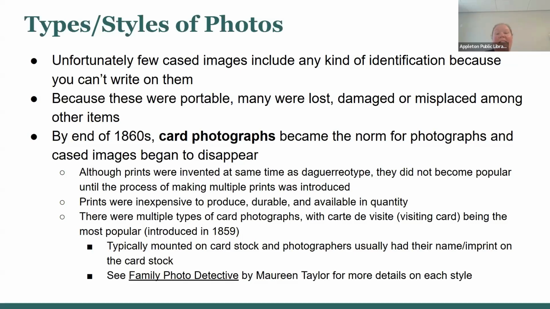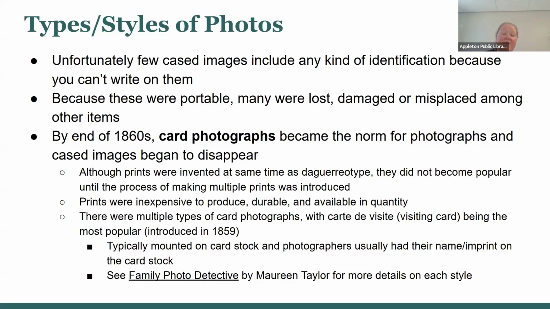But it wasn't until the end of the 1860s that card photographs became the norm, and those cased images started disappearing. They were invented at about the same time, but they weren't popular until they introduced the process of making multiple copies. Like we talked about, the daguerreotype was that one-of-a-kind image. It took 5 minutes. Of course, people wanted to share their photo more in the family, so they wanted multiple copies of the same photo and didn't want to sit for 5 minutes every time. So that's when these photos became more popular, at the end of the 1860s.